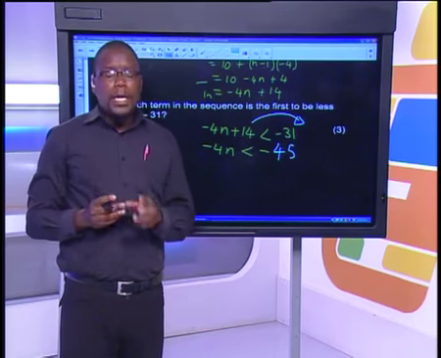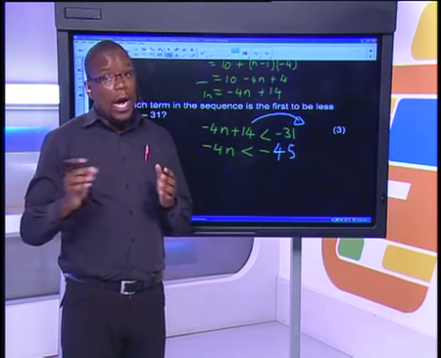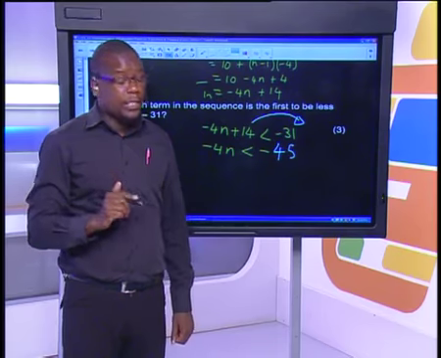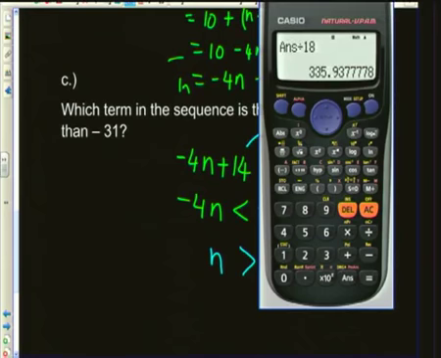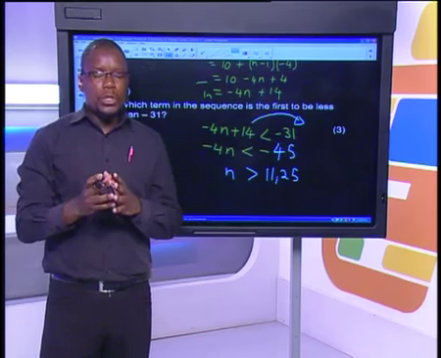Now, guys, remember, if you divide by a negative, say you divide by negative 1 throughout, the inequality sign changes. If you divide or multiply by a negative, your inequality sign changes. So you're going to have n is greater than, now we have a situation here, you've got 45 divided by 4, we get 11.25, right? So n should be greater than 11.25.